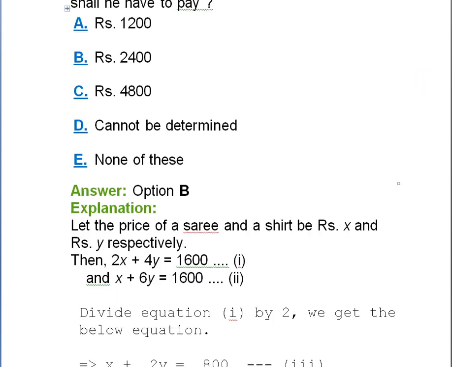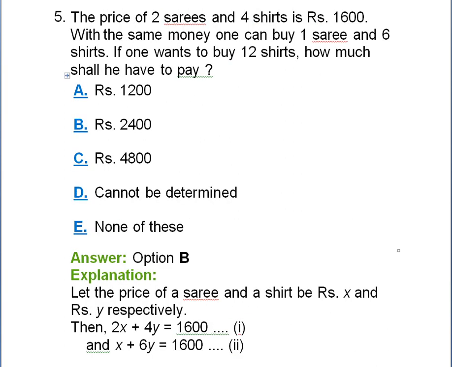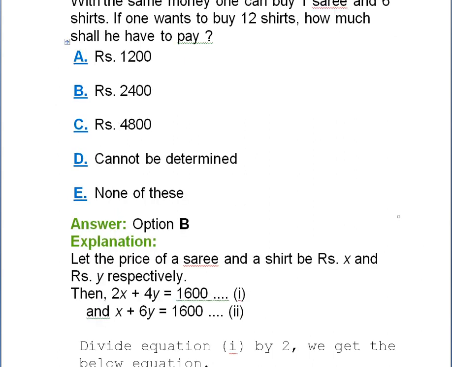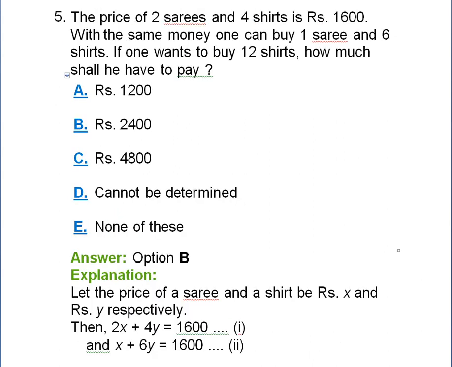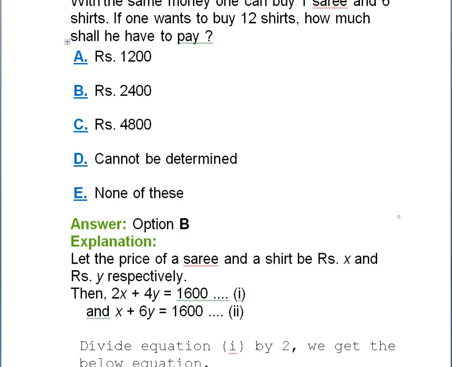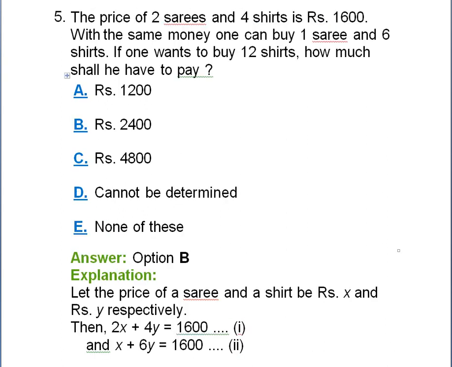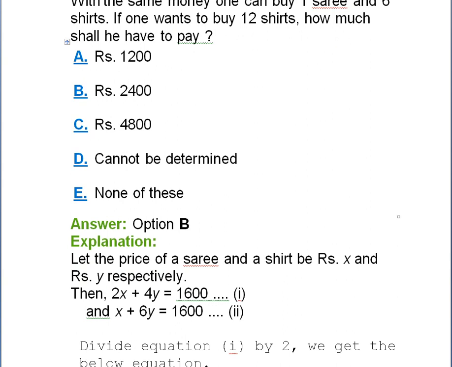Okay, so we'll consider that the price of a sari and shirt be x and y respectively. According to the question, 2 saris and 4 shirts is 1600, so you write it as 2x plus 4y equals 1600. And the next is with the same money, so that will also equal 1600, but the equation will change. One can buy 1 sari and 6 shirts, so that is x plus 6y.